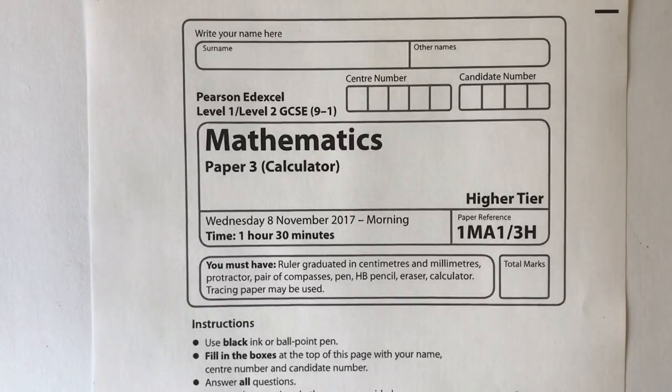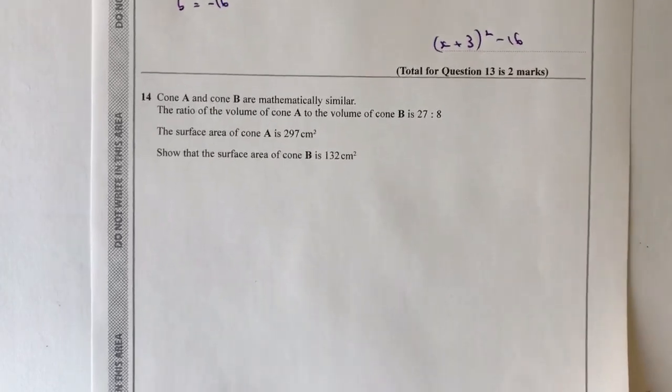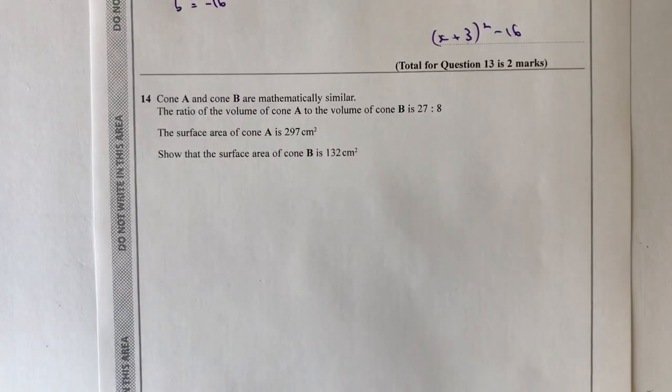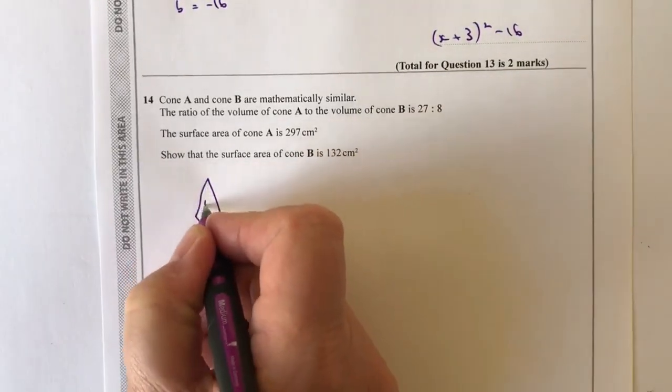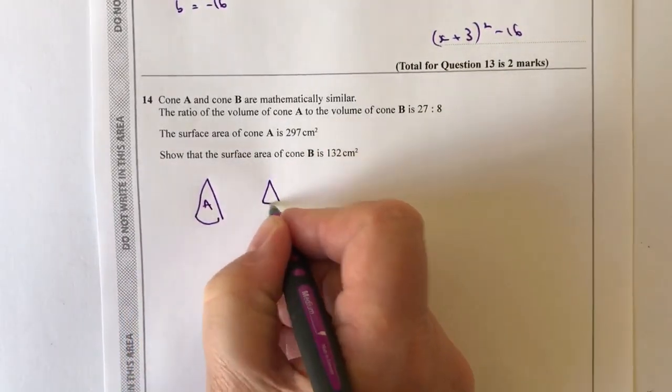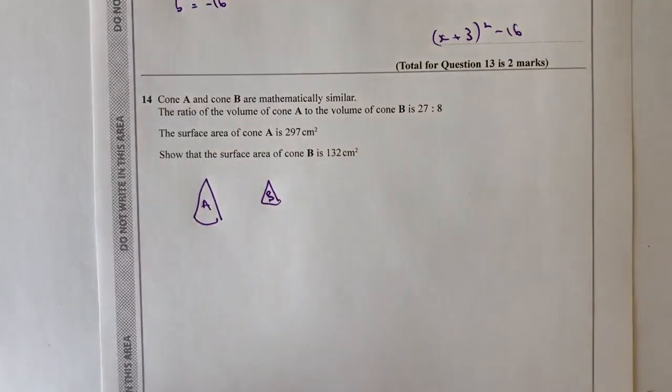Okay, so let's look then at question number 14, which is a mathematically similar type of question. These again are very popular, they do come up quite frequently. So what we've got is cone A and cone B. Now I always advocate drawing a little sketch. I'm not great at sketching, but basically you've got cone A and then you've got, in this particular case, a much smaller cone B.